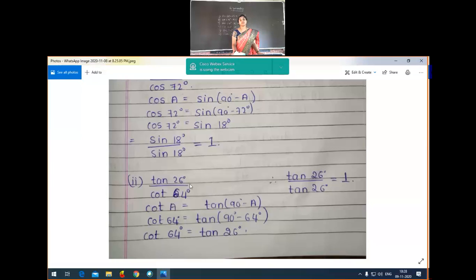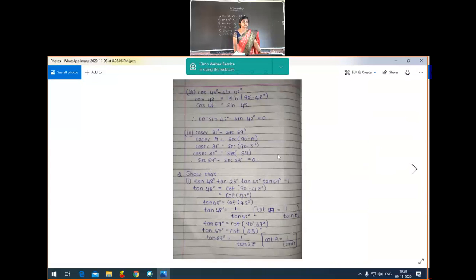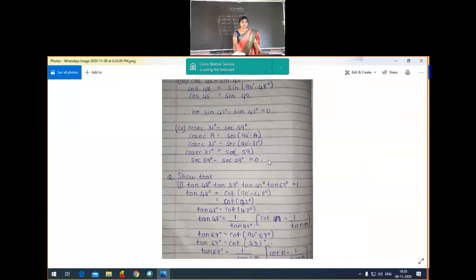Now substitute the value. Tan 26, you are taking tan 26 only, divided by cot 64, which you can take as tan 26 only. So tan 26 cancelled. The answer is 1. Is that clear, students? So this is about the first and second question. Now we'll go to the next one, the third question.